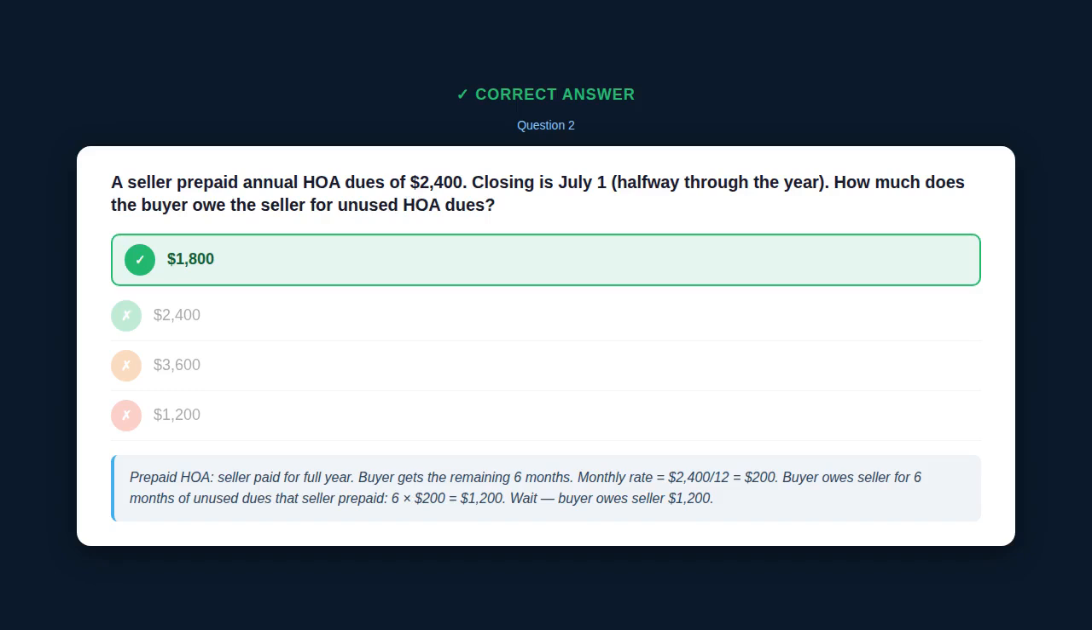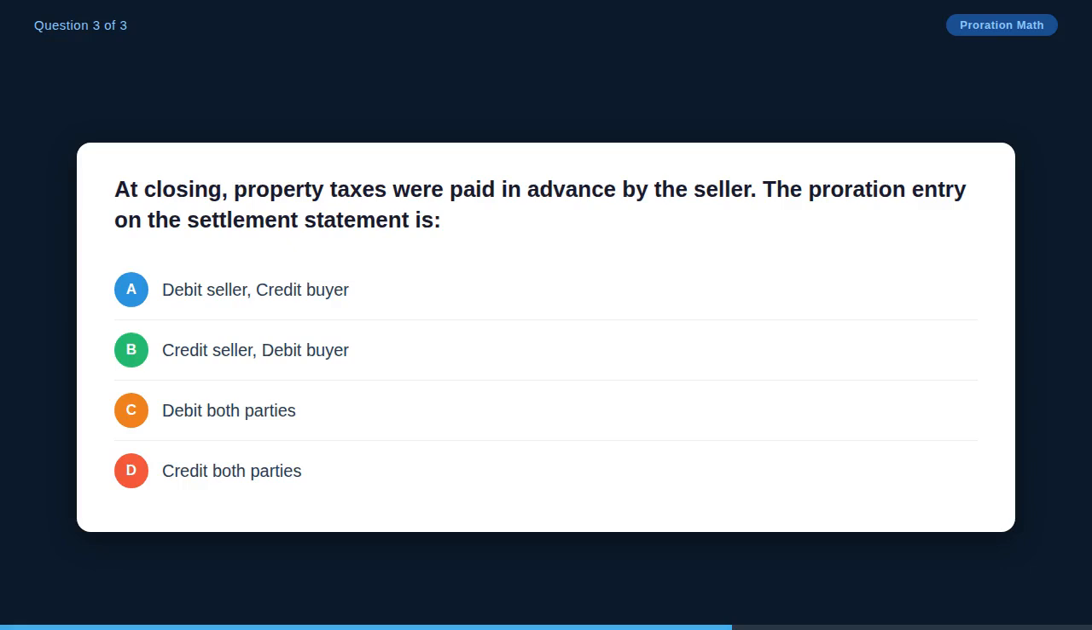Option D, $1,200. Take a moment. The correct answer is A, $1,800. Prepaid HOA, seller paid for full year. Buyer gets the remaining 6 months. Monthly rate equals $2,400/12 equals $200. Buyer owes seller for 6 months of unused dues that seller prepaid. 6 times $200 equals $1,200. Wait, buyer owes seller $1,200.